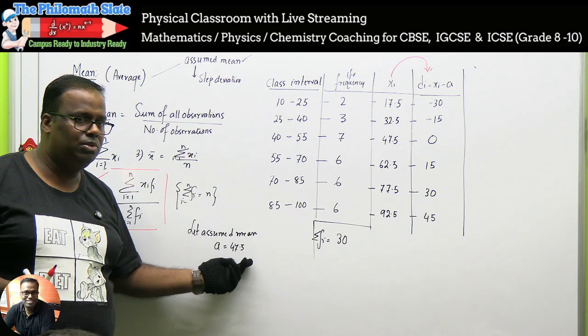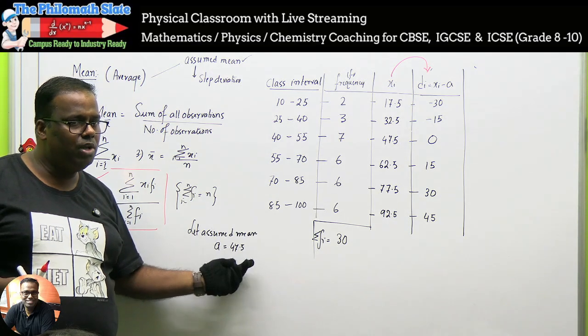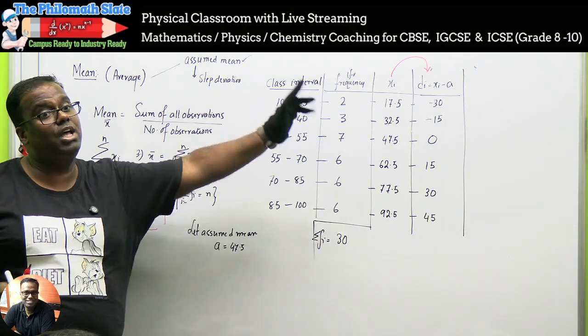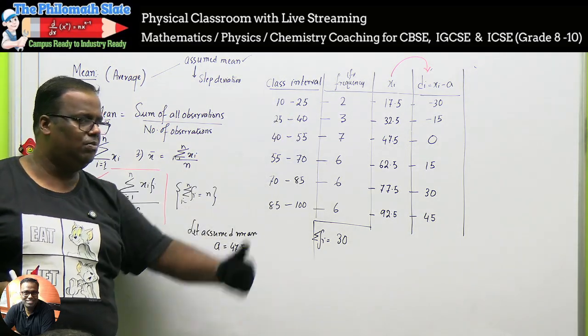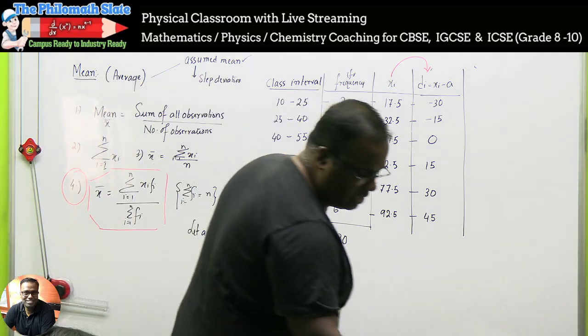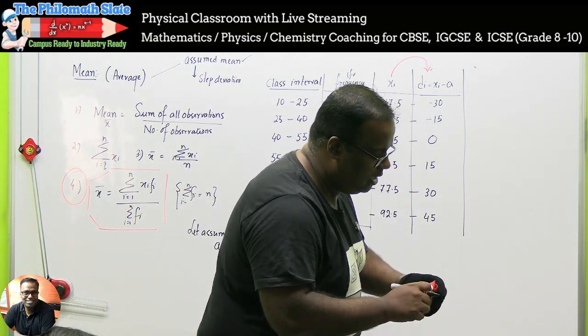When we have assumed this as 47.5, somewhere we will be deviating. We need to find out what is the average deviation. Once the average deviation comes, just adjust with it. Okay? Let's go. Di is done. Now our job is to find d bar.